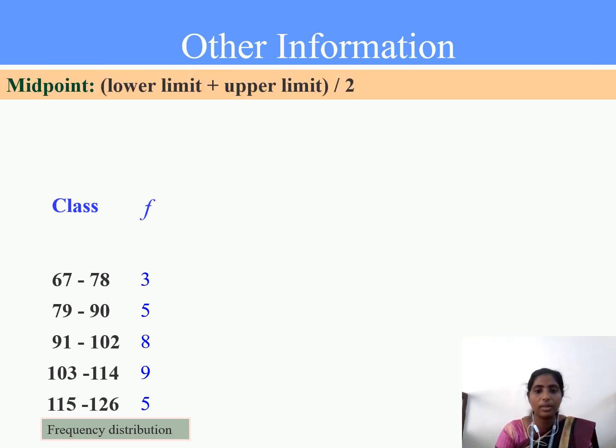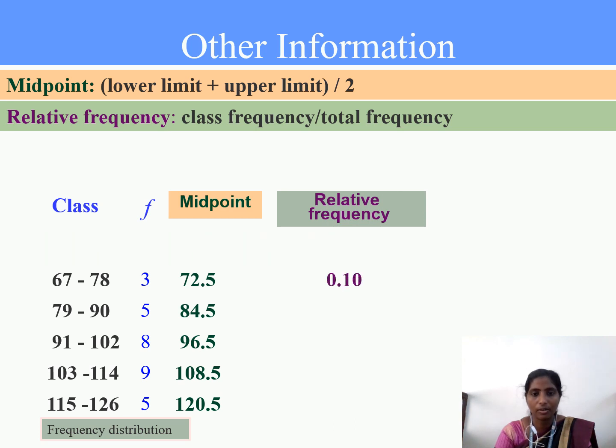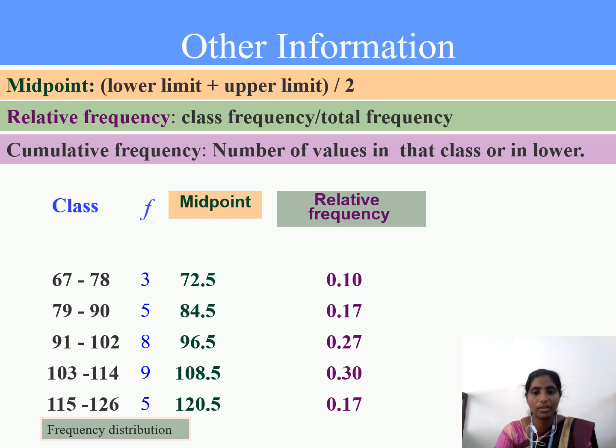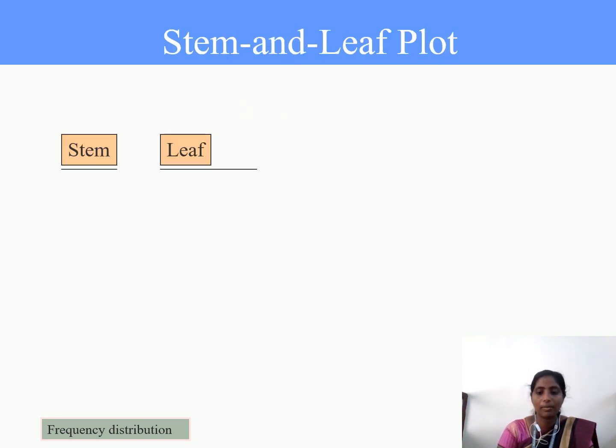And other information which we get from here is we can find the midpoint for each and every interval. Then we can find the relative frequency. The formula is class frequency divided by total number of frequency. And next one is cumulative frequency. We have to add up the lower values, that is, the number of values in that class and in the lower classes, we can find using cumulative frequency. And for relative frequency, we can draw the histogram as well.